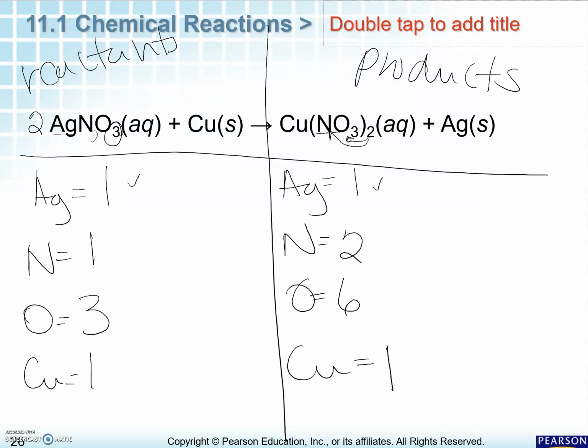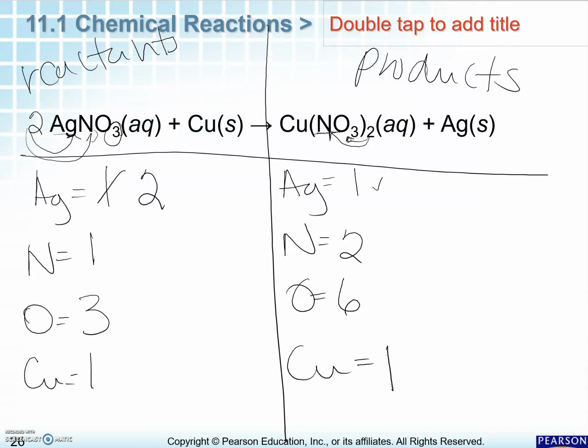So when that occurs, when you put a coefficient of 2 on the outside, it changes the whole quantity of silver nitrate here. So let's see. Before we had 1, I like to cross that out. Now we have 2 silvers, because our coefficient times the subscript would give us 2.